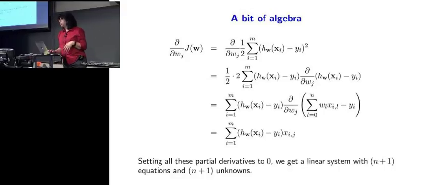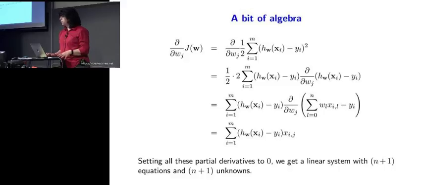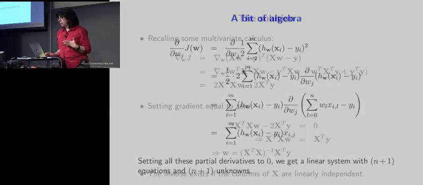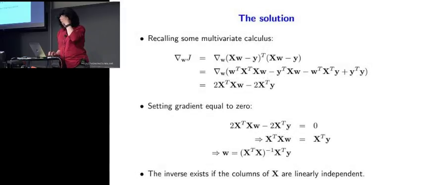We can take these derivatives. The algebra here is not so important; it's just there for reference. You take these derivatives and set them to 0. What you obtain is a linear system of equations where you think of your weight vector as the unknowns, and the data provides the coefficients. And so we can actually solve this in closed form.